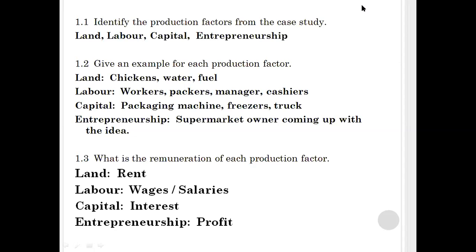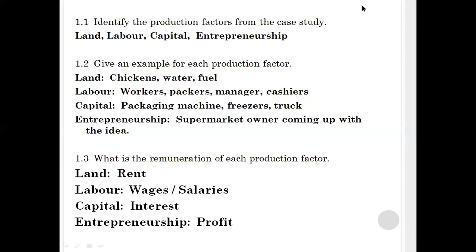Then with 1.2, give an example for each production factor. So with land or natural resources from the case study, it was chickens, water, fuel. For labor, it was the workers, the packers, the cashiers, the manager. For capital, you could have said money, or you could have used the assets: packaging machine, freezers, truck. And entrepreneurship, the supermarket owner coming up with the idea. So anything with entrepreneurship, you could have said to be creative or coming up with an idea.